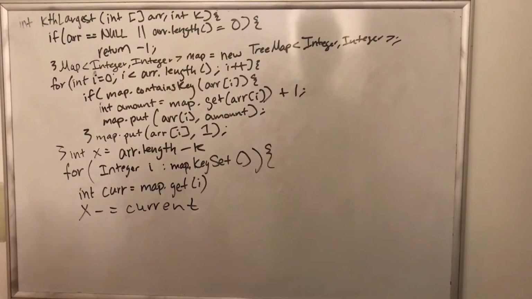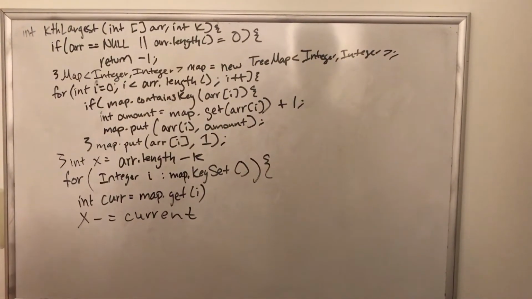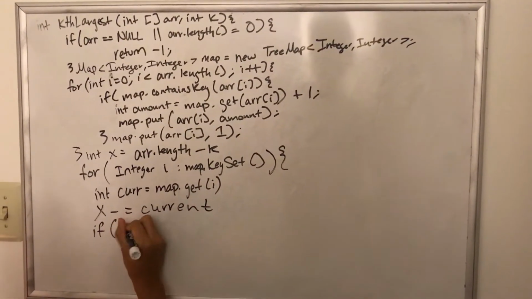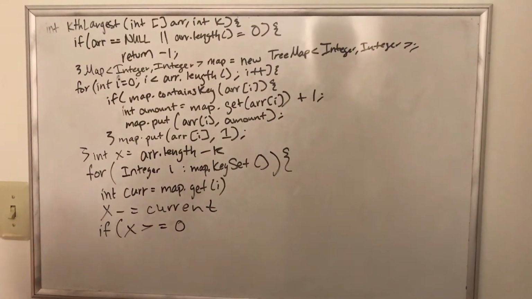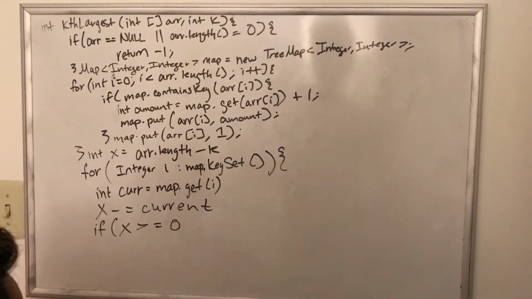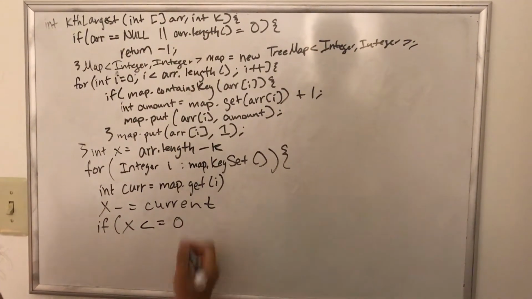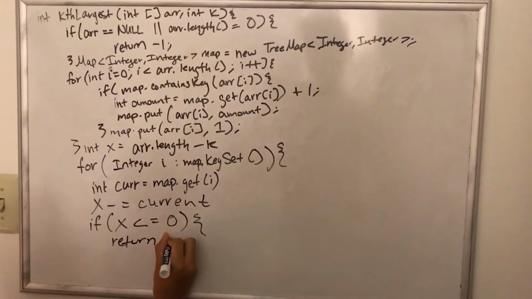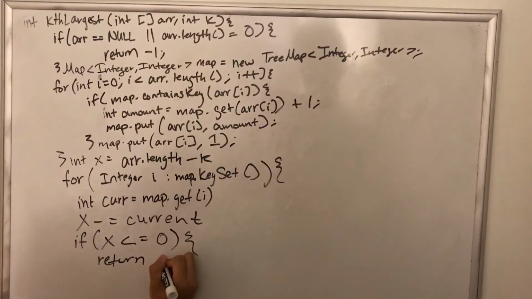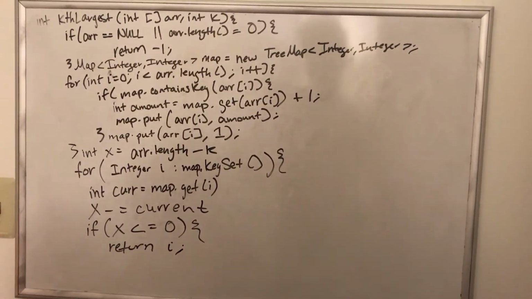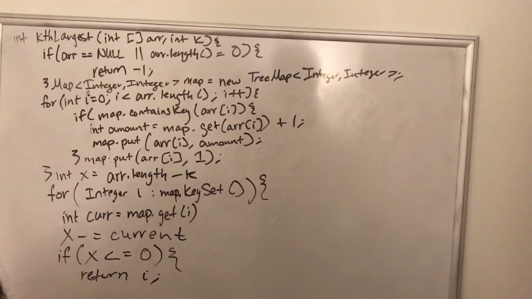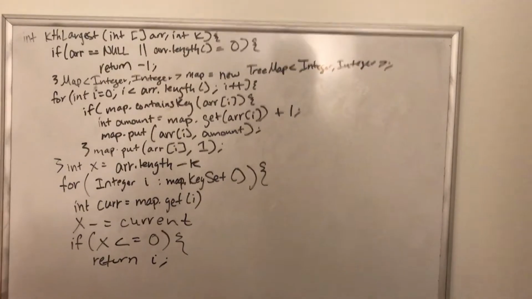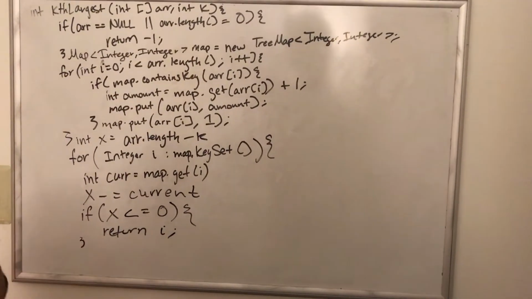And once you hit 0, you've subtracted out the total occurrences and you've reached the kth largest element. So now you can do a check: if x is greater than or equal to 0. That means you successfully subtracted everything out. Oh wait, it could be less than. If x is less than or equal to 0, then you successfully subtracted everything out, and you can just return I, I believe. Yeah, because the kth largest element is the value, not just the key. It's the actual value.